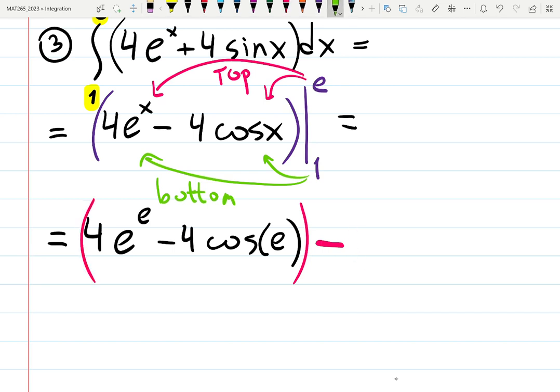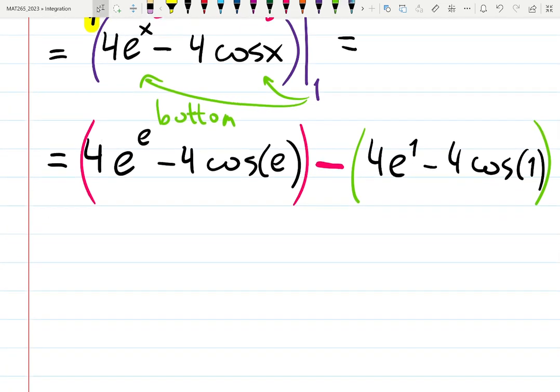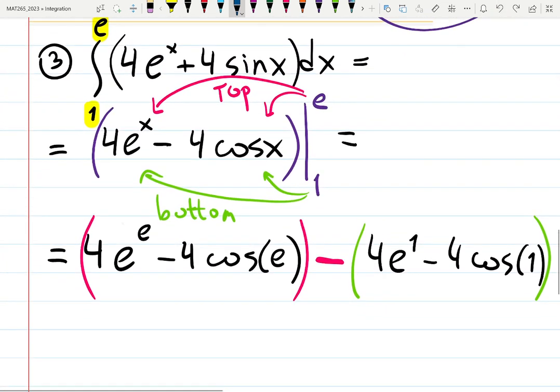I will change the color to green. And now I plug in 1 everywhere: 4 e to the 1, minus 4 cosine of 1. Cosine of 1 is also some kind of number. And this is the answer. No need to simplify anything in this case. You can factor out things. And if you do want to distribute a negative sign, be careful with it. It's minus plus. That's why these parentheses matter so much. All parentheses usually matter a lot.